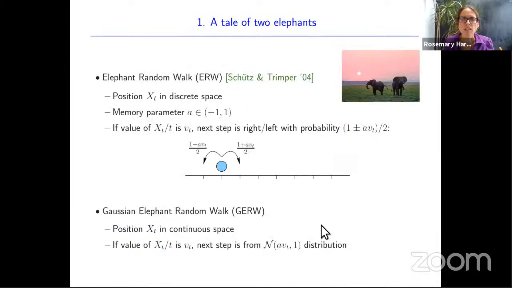So on to the first part. This is really a tale of two elephants. The first elephant is quite a famous non-Markovian random walk, the so-called elephant random walk.